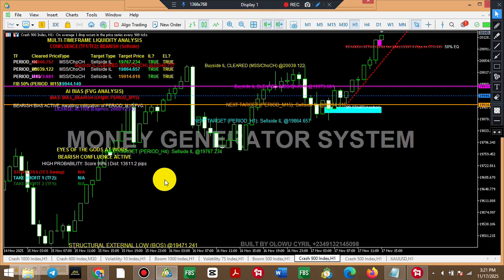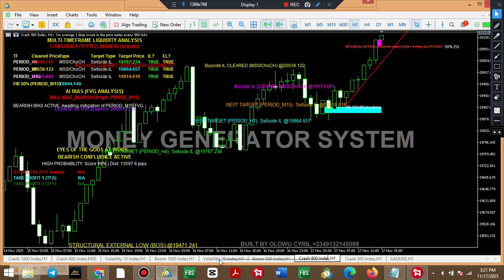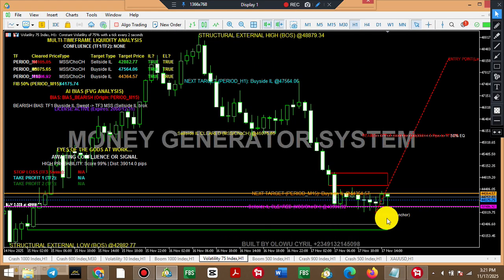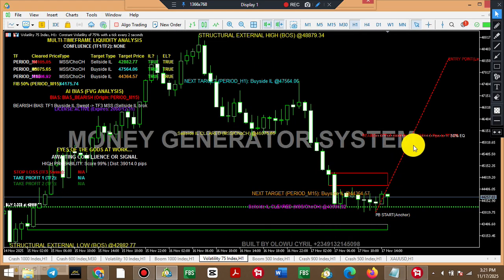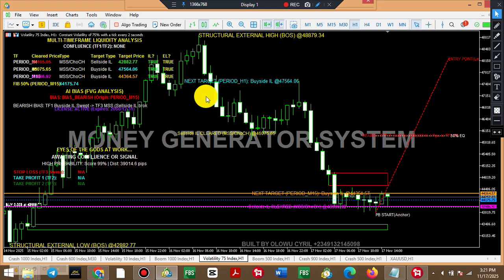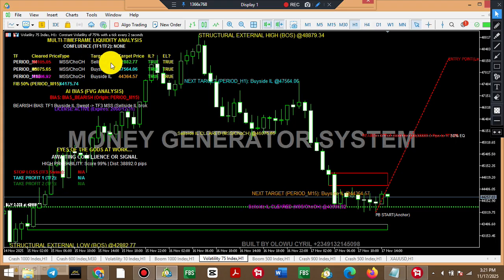I also have a trade on Volatility 75 Index. Can you see? Immediately it gives me this entry. See now, it's telling me that I should buy. When you check the settings, target type, you see sell side, buy side. So this is where most of you are usually confused. You don't know what to do next, right? But with the help of this system, you'll be able to know where price is going next.